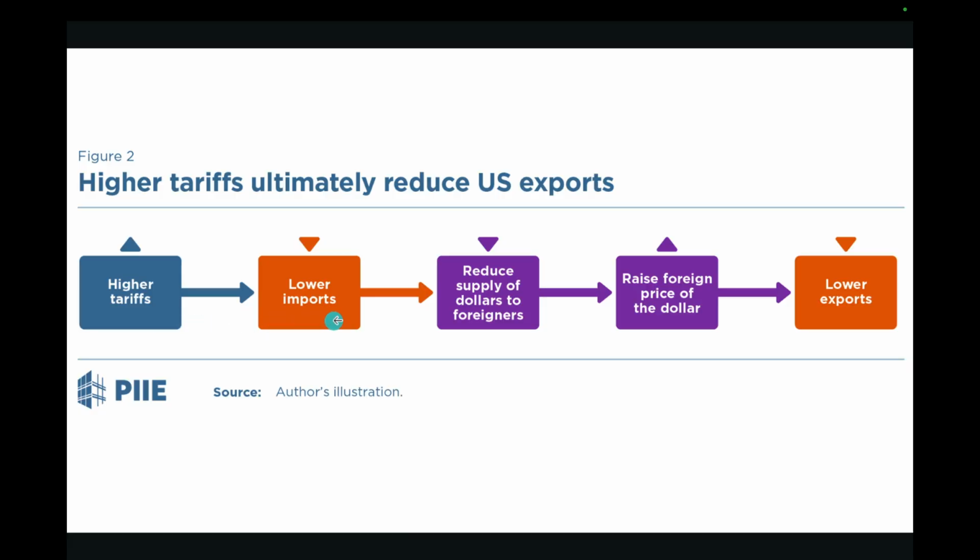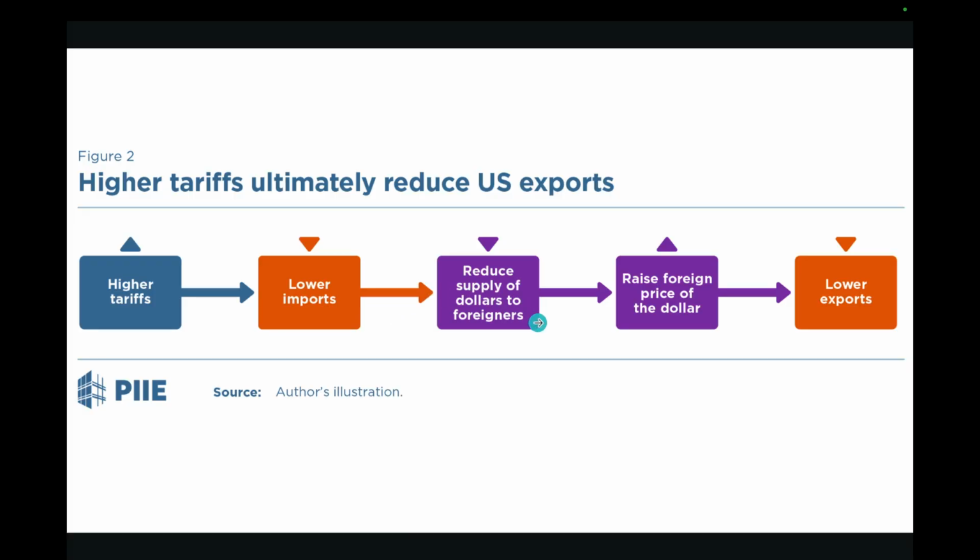This will lead to lower imports. Obviously, for the US consumer, buying something that came in from another country, it would be too expensive. This will reduce the supply of dollars to foreigners. This will raise the foreign price of the dollar. This will lead to lower exports. And why does it lead to lower exports? Because then US made goods are more expensive for other countries to import.